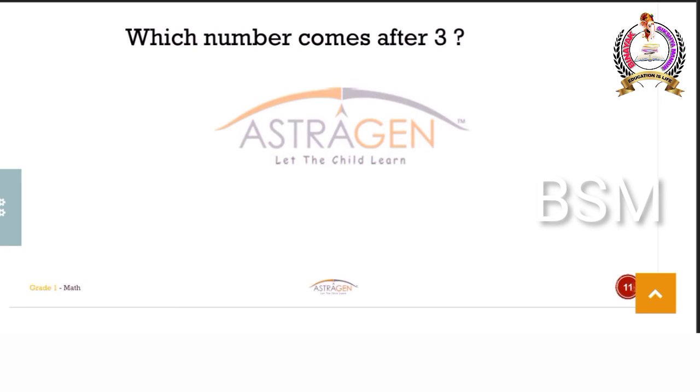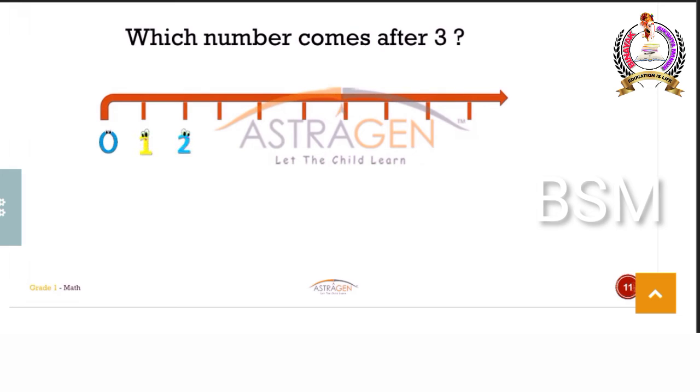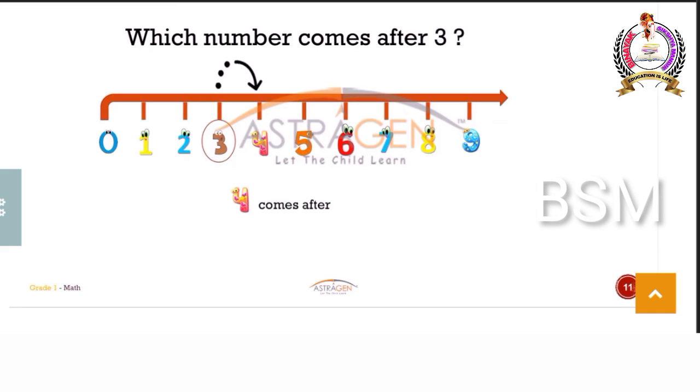Now, let's see the after numbers. Where is the number line? There it is. And what is the question? Which number comes after 3? Now look at that arrow that is showing you. It's giving you a hint. Now what number is circled? The number 3. And what is the number after 3? The number 4. So the number 4 comes after 3.